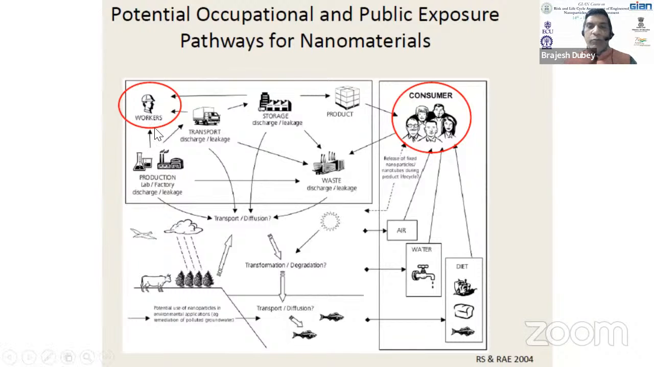So with nanoparticles, workers can get exposed during the handling of production. In production, whether lab or factory, discharge and leakage can expose workers. Transport, discharge, leakage, again workers, and storage. Then we have the products, and then waste discharge and leakage. That can lead to transport and diffusion, all coming into the atmosphere. Then through transformation and degradation, it can go into the water bodies and come to the soil area as well. Then in the product, the consumer can get exposed during its use, through the release of fixed nanoparticles. Then from the consumer side, because of fate and transport in the environment, things can get into the air phase, water phase, and the diet, and from all these different phases, the consumer gets affected.